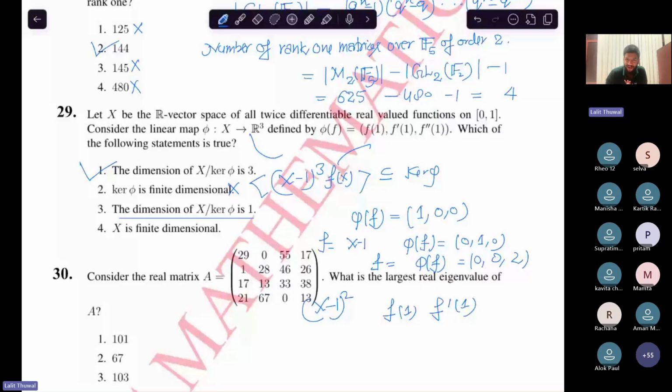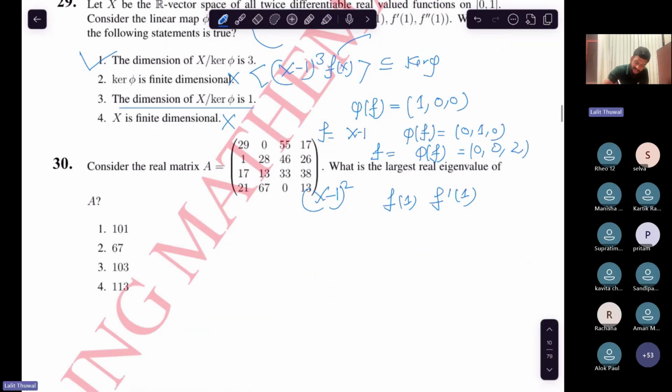Kernel phi is a subspace of X, right? If kernel phi is infinite dimensional, then why would X be finite dimensional? And Aman told the right way also. Because if the second one is wrong, then the fourth one is also wrong. Do you get that? So this one.